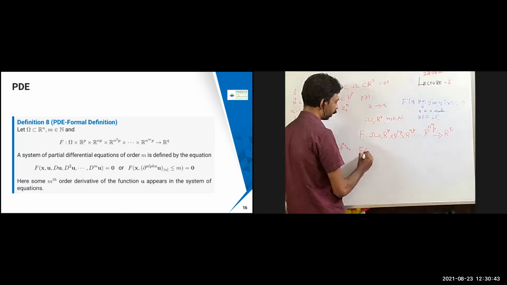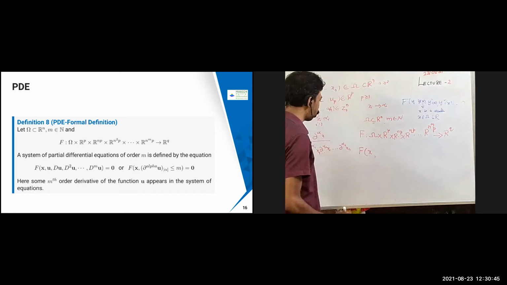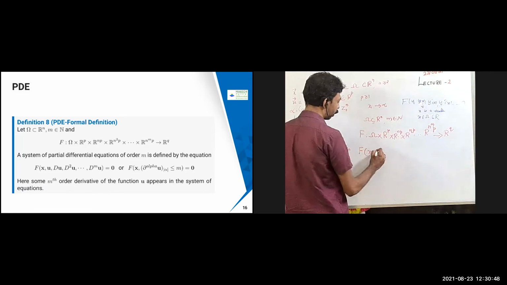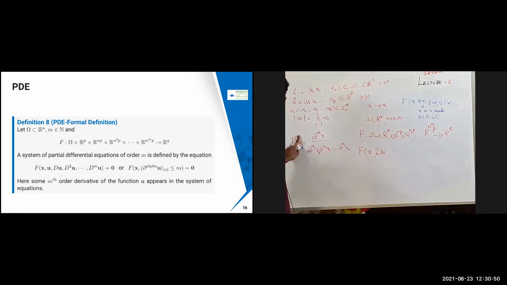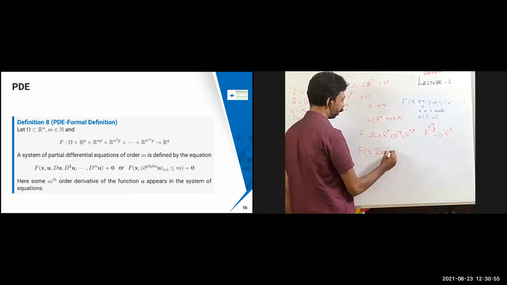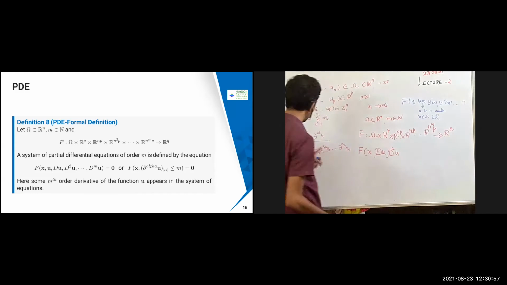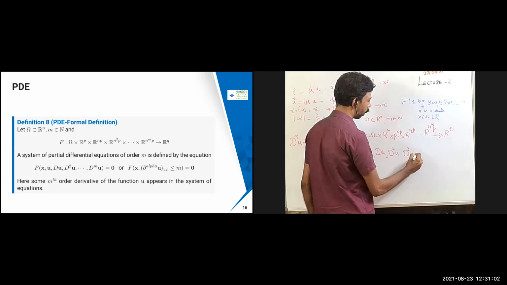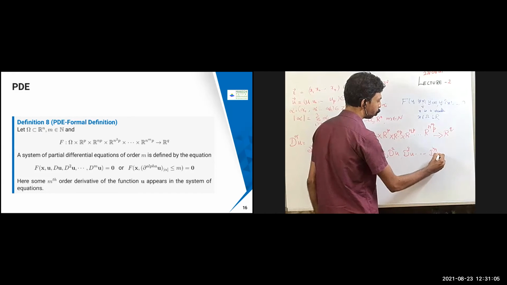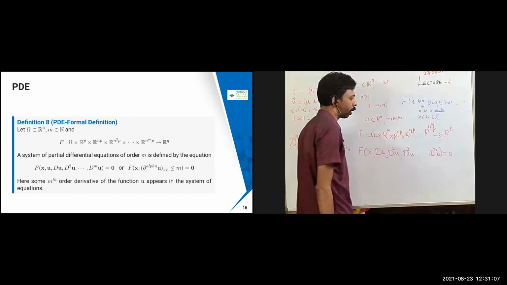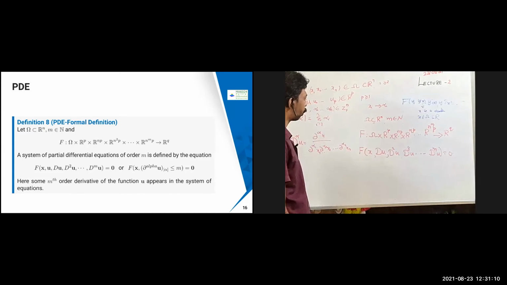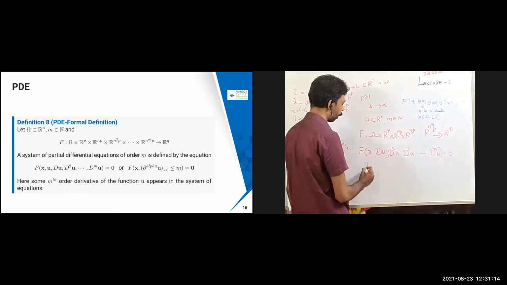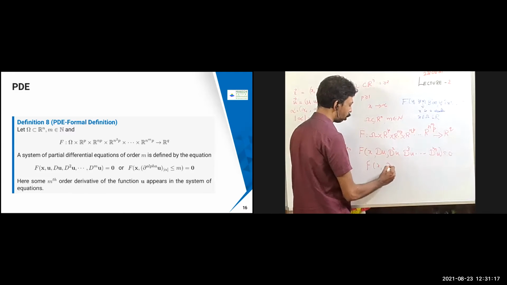So this is going to be f of x. Then I'm going to have Du, meaning mod alpha is going to be 1 here. Then I have D squared u, that means mod alpha equal to 2 here. Then D cubed u, etc., up to D^m u equal to 0. This is called the partial differential equations formal definition, or simply I can put f of x comma D^alpha u.